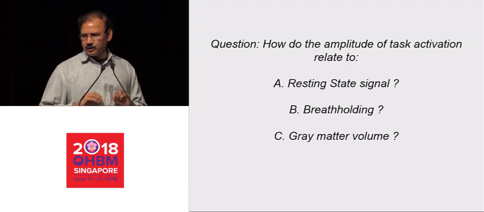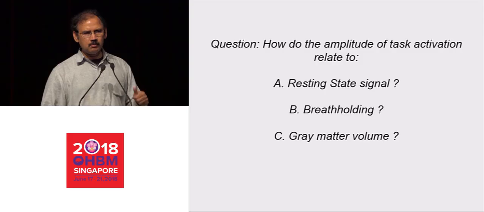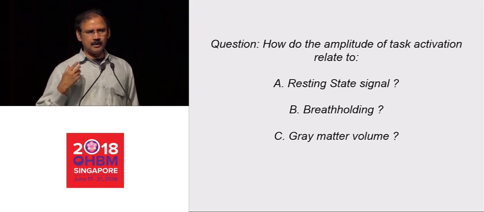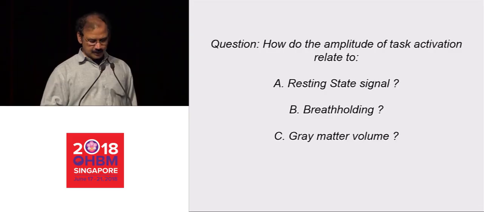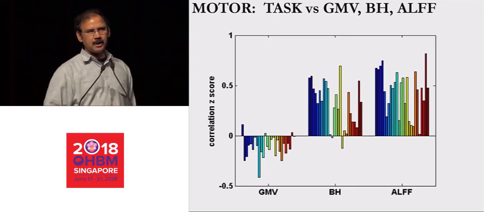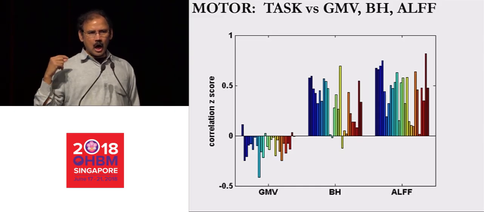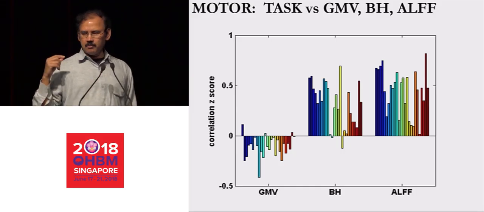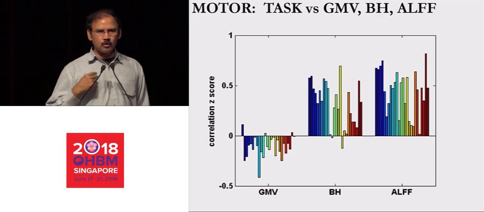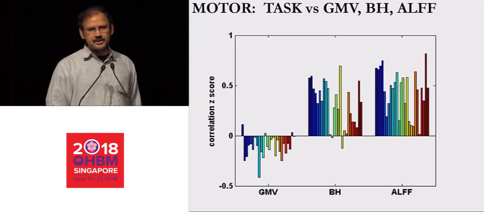So next, in an aging population, there could be differences due to gray matter volume, differences due to cardiac output relating to cerebrovascular reactivity, and resting state signals. So here, by using a similar method, for any task we can find out how much of the task difference could be attributed to gray matter volume, how much can be attributed to breath holding, and how much can be attributed to resting state signal.